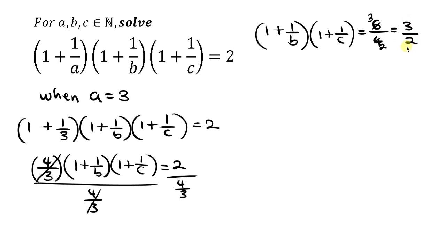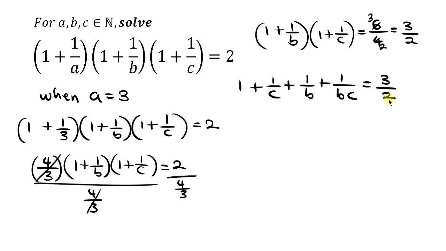Our next step will be for us to open up this bracket. So 1 times 1 is 1, plus 1 times 1 over C is 1 over C, plus 1 over B times 1 is 1 over B, plus 1 over B times 1 over C is 1 all over BC. And this is equal to 3 over 2.